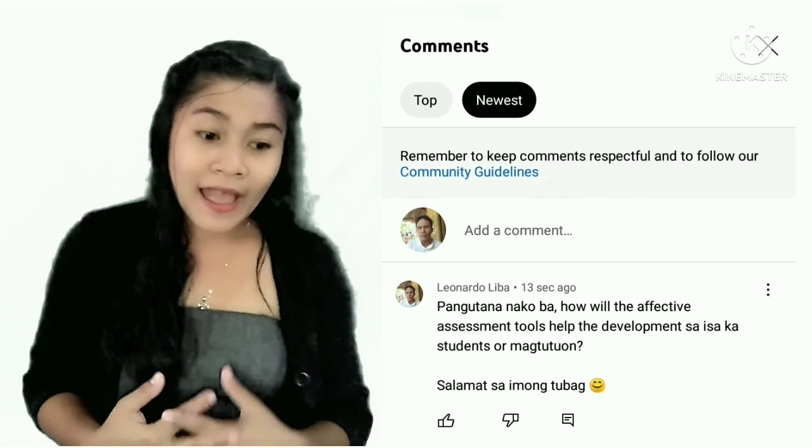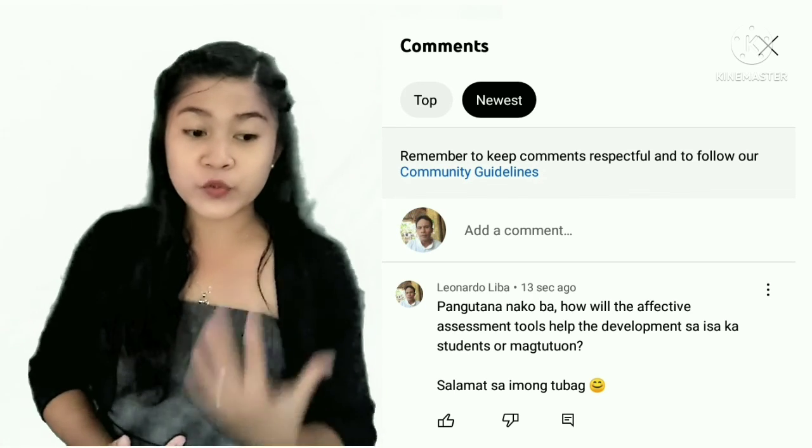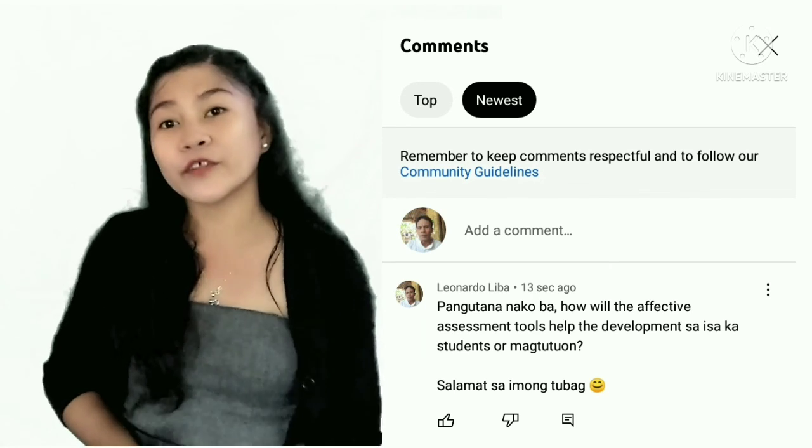So the next one and the last question that I saw in the comment section box is, how will the affective assessment tools help the development of the learner? So it is very important that affective assessment tools are used by a teacher because we are going to assess their values, their beliefs, their attitudes, and their self-efficacy. So it helps them to really reflect on their own capability on how they are going to learn, how they are willing to learn in that kind of lesson.